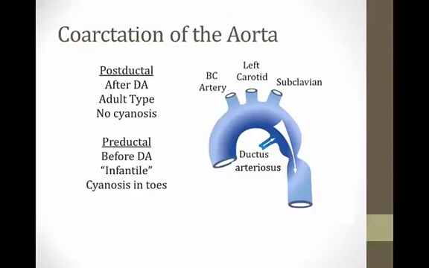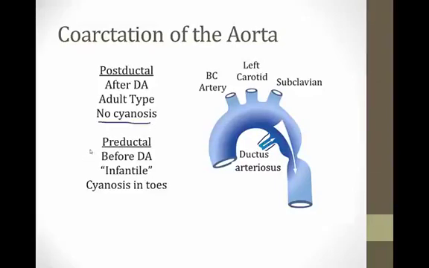So a postductal coarctation is the type I've drawn in this picture here. The ductus arteriosus comes in here right after the subclavian artery takes off, and then you have the coarctation. This is the type that's called adult type because it's sometimes not discovered until the patient becomes an adult, and there's no cyanosis associated with this.